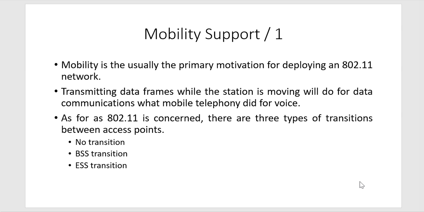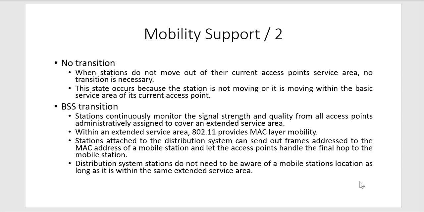The way we did it for mobile telephony, in the same way we implemented this feature for data communications. As far as 802.11 is concerned, there are three types of transitions: first, no transition, then BSS transition, then ESS transition. No transition: if the station is within the same access point service area, obviously no transition is going to happen. Suppose I am at home using my home access point, roaming here and there within the home. There will be no transition. This state occurs because the station is not moving, or it is moving within the basic service area of its current access point.